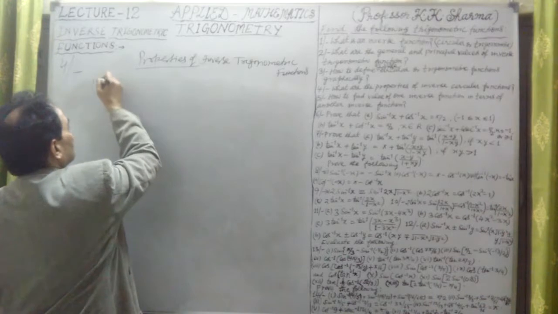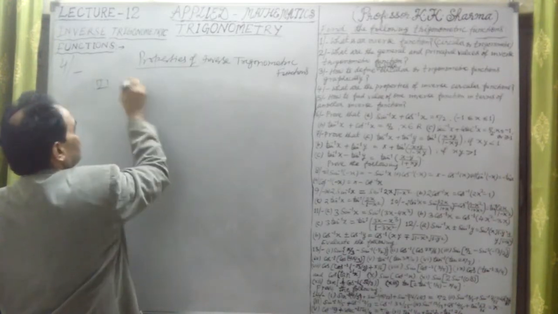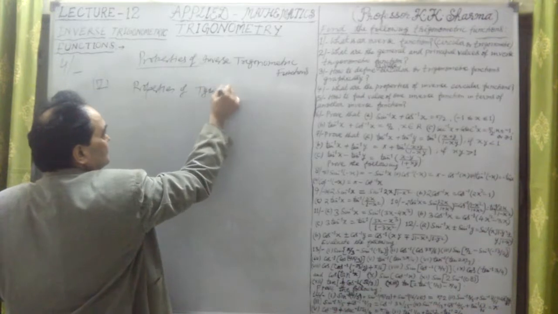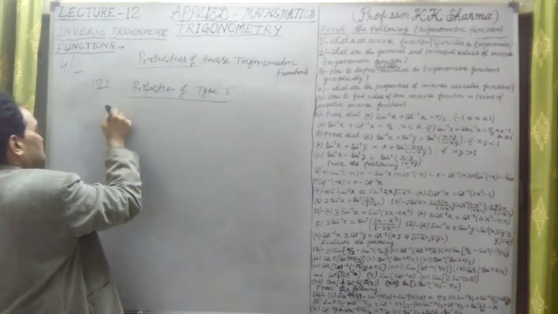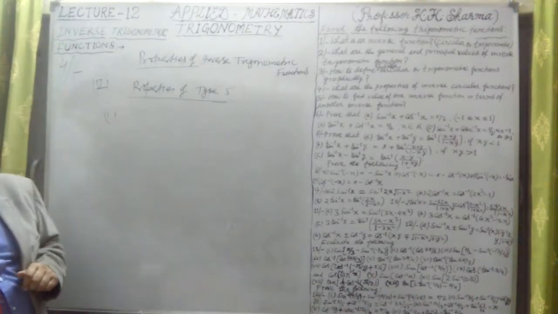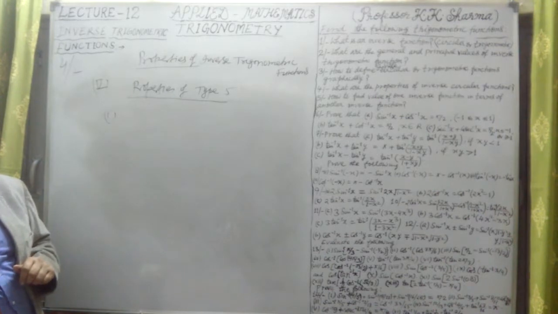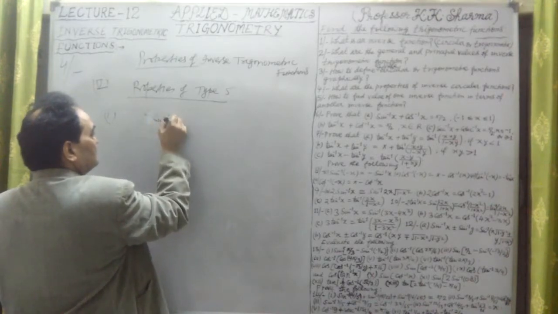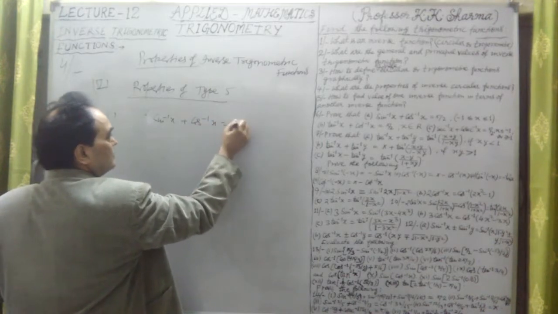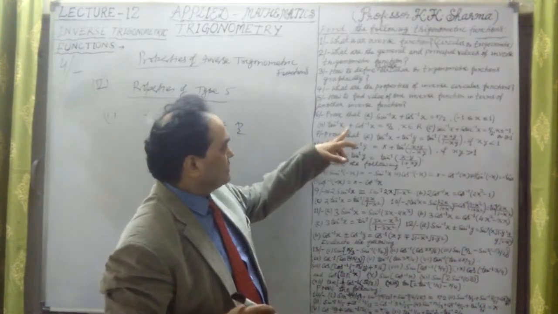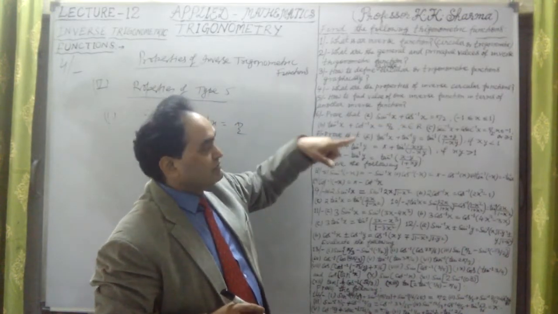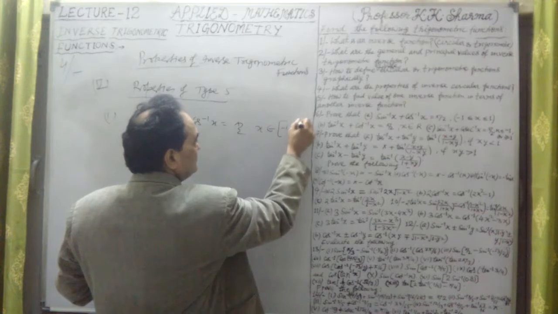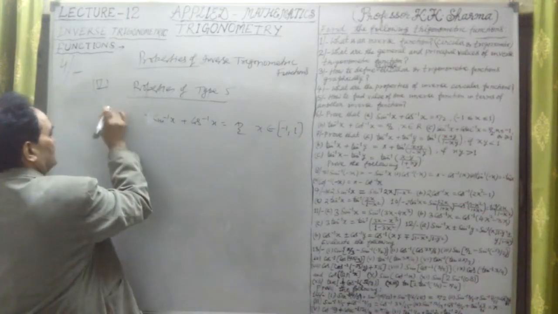Property number 5, or the 5th type of property. So properties of type 5. What are those? Let me take that these properties are here. This is first: sine inverse x plus cos inverse x equals pi by 2. Here we will prove how sine inverse x plus cos inverse x is pi by 2, where minus 1 is less than or equal to x, or x belongs to minus 1 and plus 1. This is the first property of type 5.